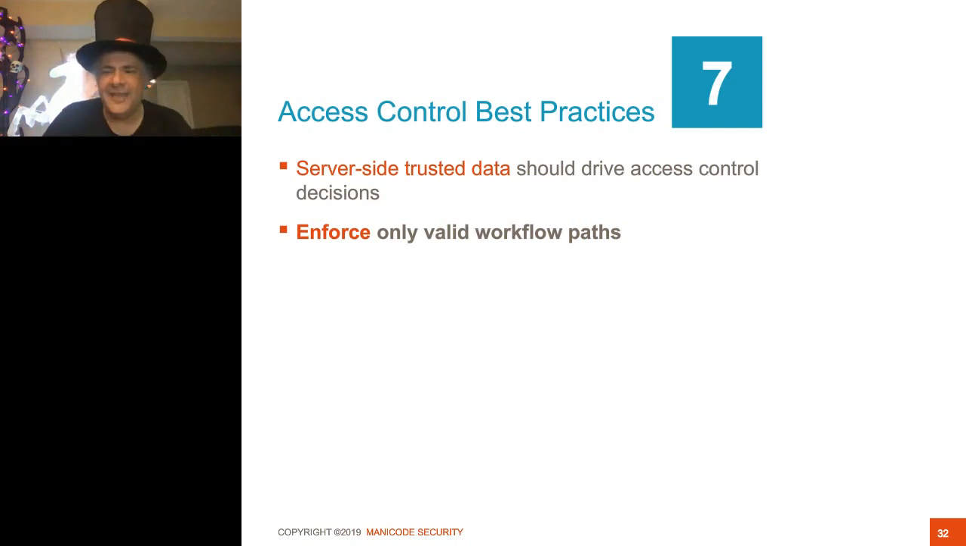Okay, we know that server-side data should control access control decisions. We know that already. Next: enforce only valid workflow paths. This is another area of access control that traditional role-based access control is just not going to solve. This is another area where we need to do something special beyond the norm. This is also an area where no framework on the planet that I know of will address this problem of workflow security. Here's what I mean by this.